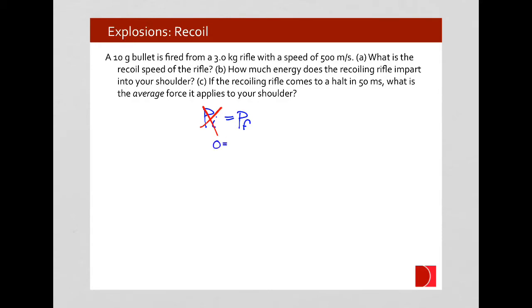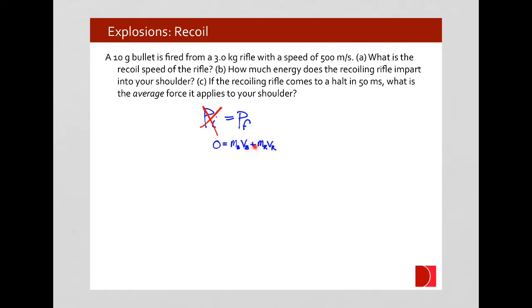After the bullet has been fired, the bullet is moving to the right with a velocity of 500 meters per second. It's moving to the right, so it has a positive velocity. What we see here is if we have a positive momentum from the bullet, and the total momentum has to be 0 because it's conserved, there has to be a negative momentum for the rifle.